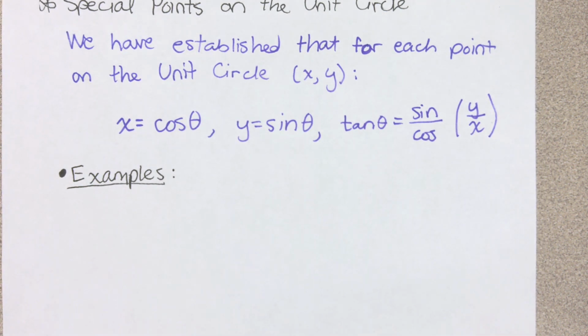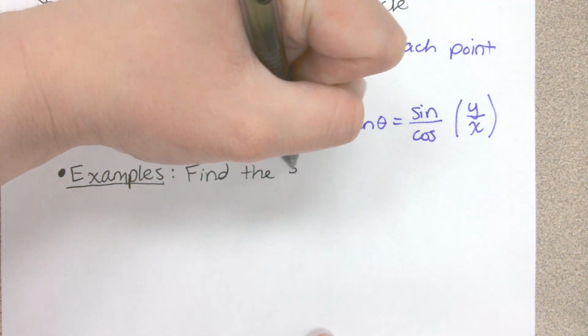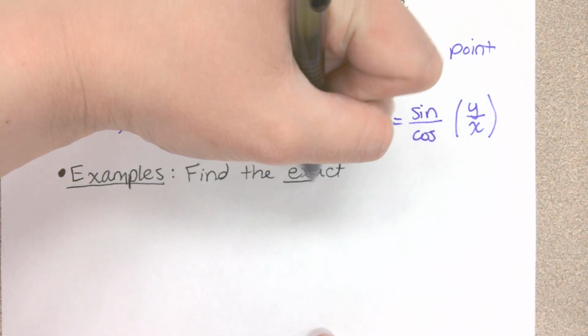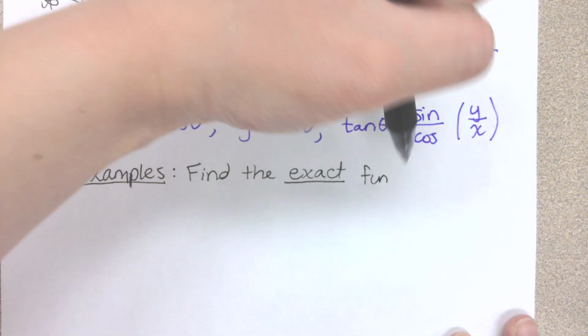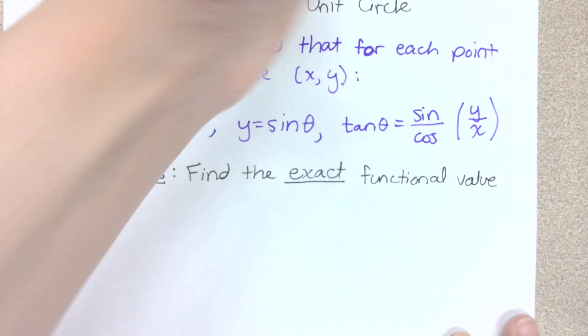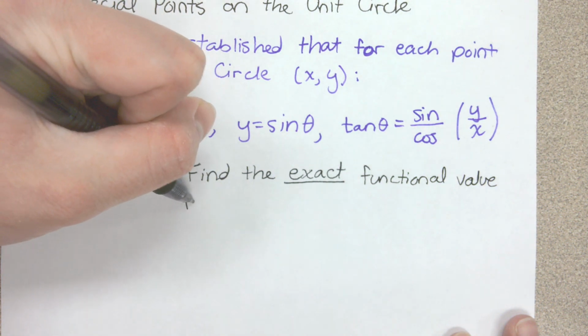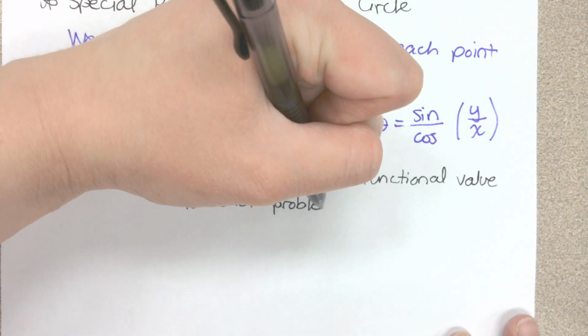I'm going to give you some very important directions. You will see them again on your homework, on your quizzes, and on your test. So make sure you remember these directions when you see them. Find the exact, and it will be underlined like that as well, exact functional value for each problem below.